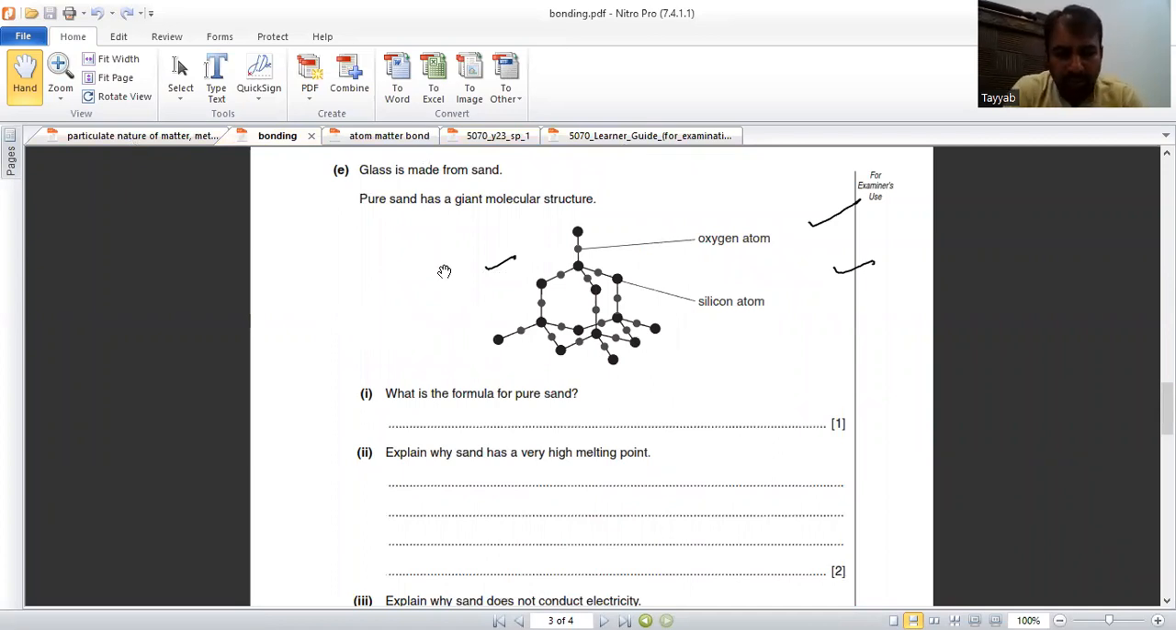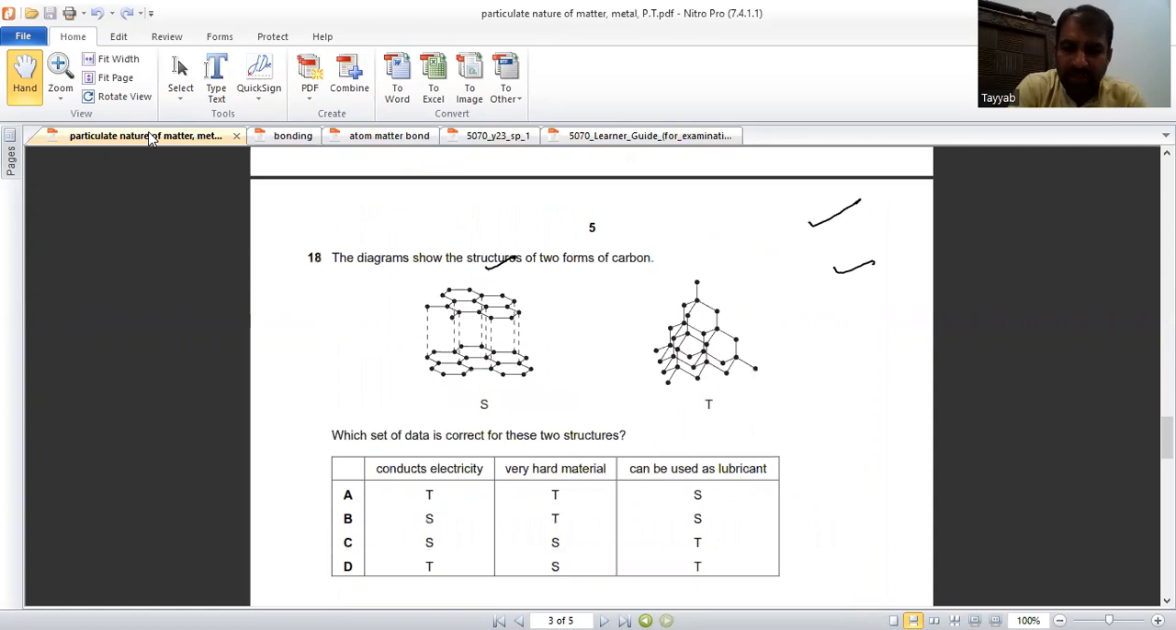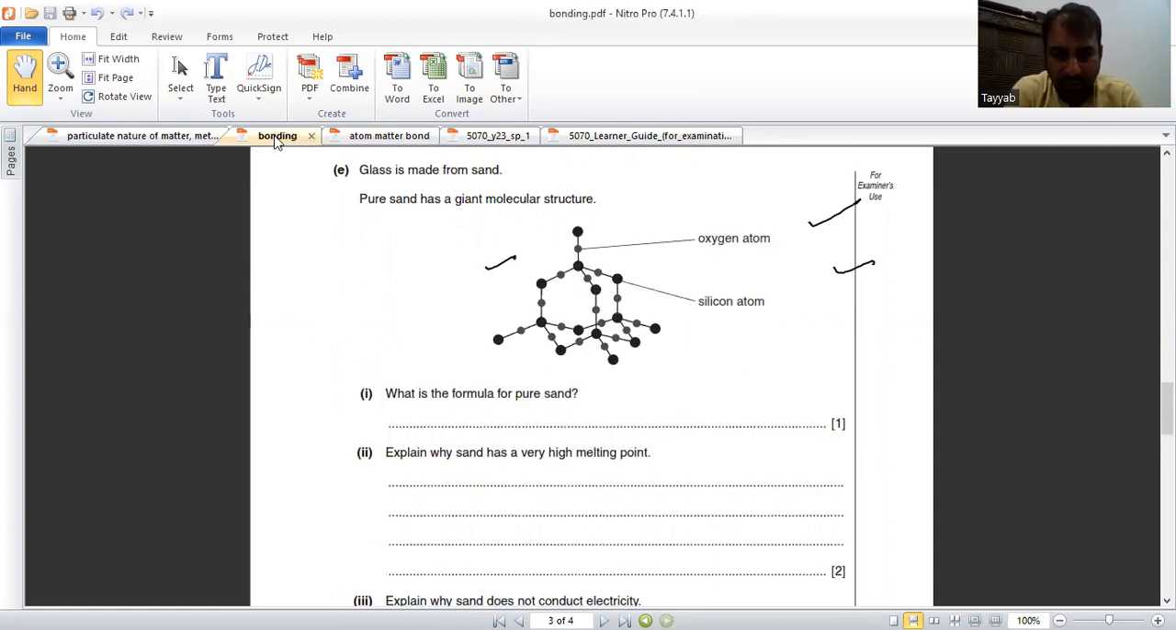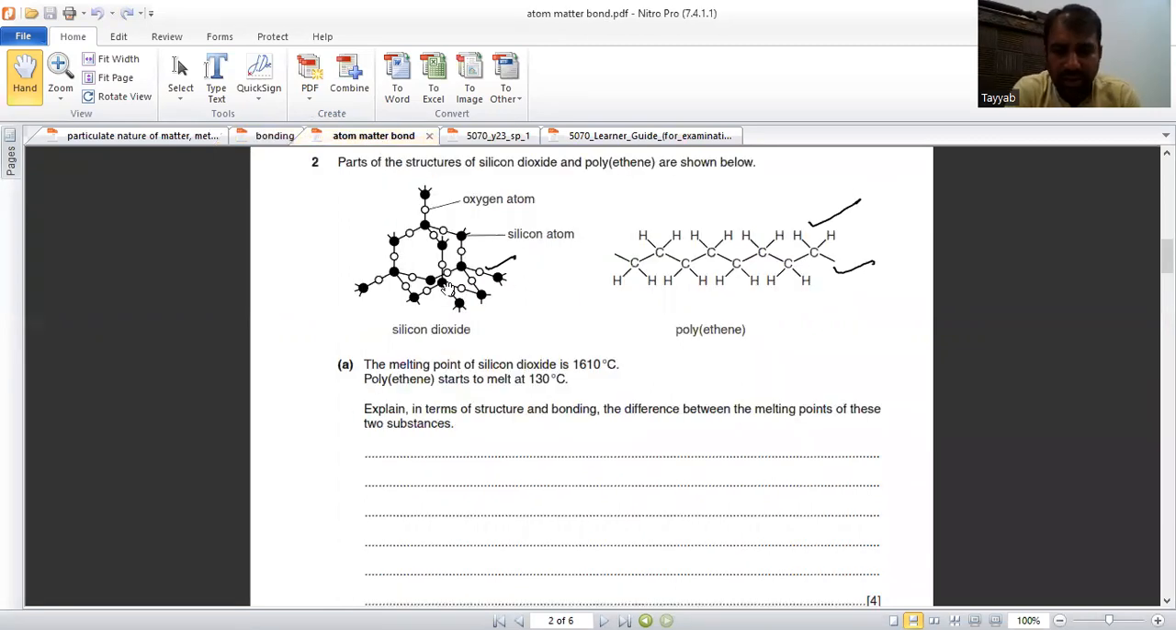So hope you are clear what the similarity is between the structure of diamond and silicon dioxide. This is the structure of diamond, a tetrahedral structure. This is the structure of silicon dioxide. Here it is shown in both. You can see this is a tetrahedral structure. This is what the examiner is asking.